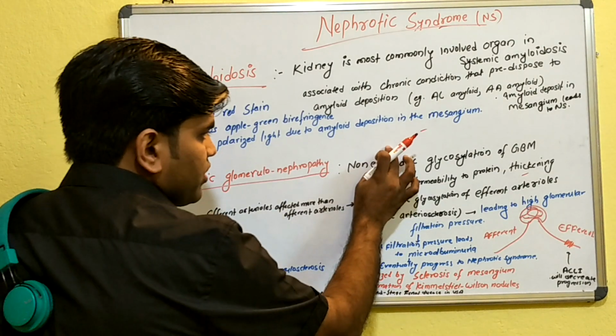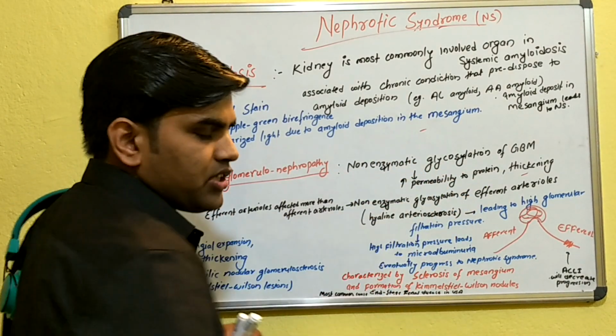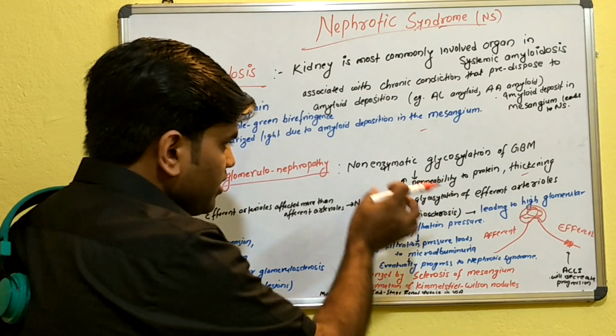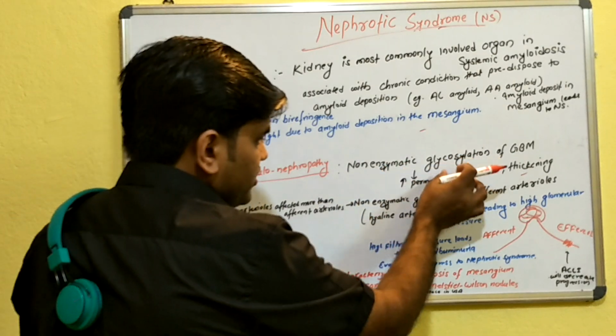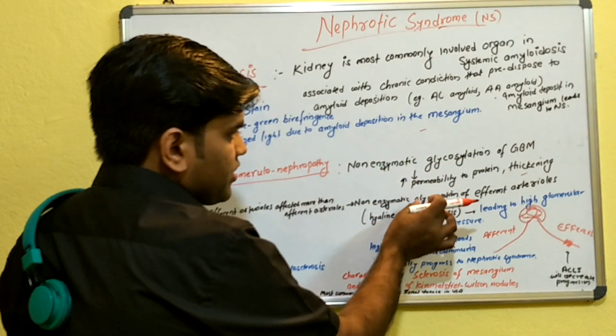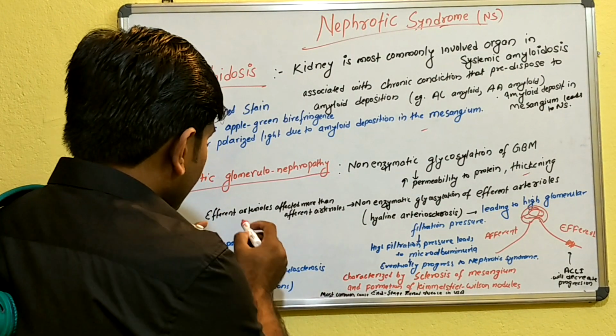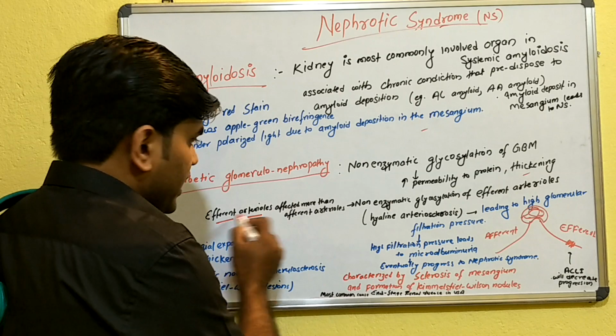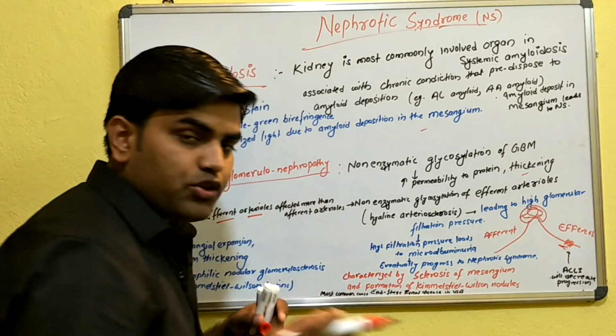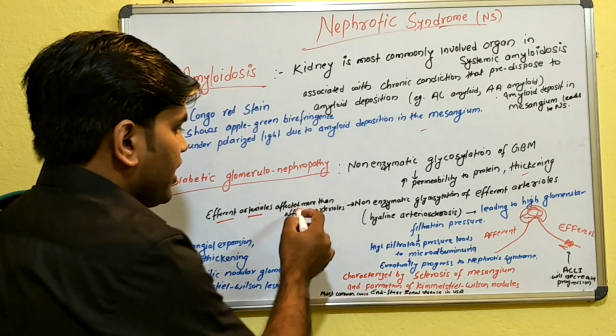So what we have found in the glomerular basement membrane is that permeability is increased to protein. When the same non-enzymatic glycosylation occurs in the afferent and efferent arterioles, you have to remember that the efferent arteriole is more affected than the afferent arteriole.